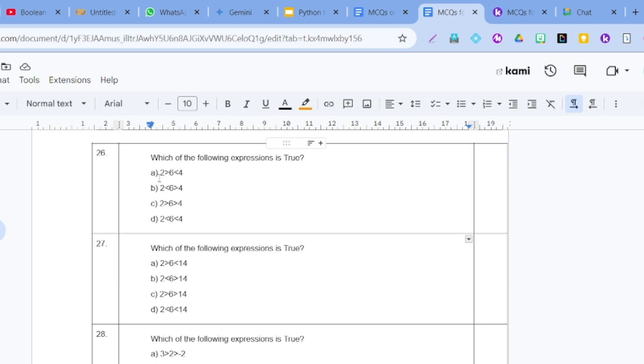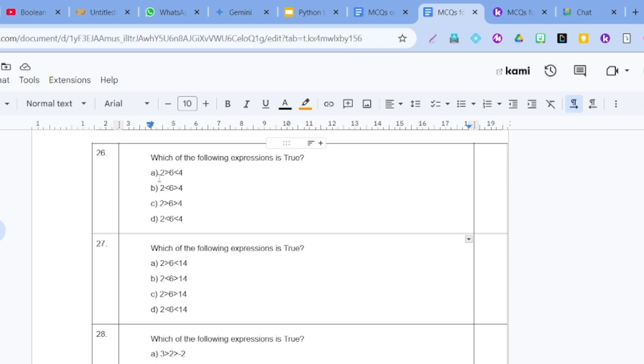So in this sort of operators, if you look at the condition, it is divided into two parts. Number one part is 2 greater than 6 and 6 greater than 4, and you can observe that 2 greater than 6 is not correct and 6 greater than 4 is correct. So when you combine these conditions using the and logical operator, it gives false. And the last one, option D, 2 less than 6, yes, this is correct, and 6 less than 4, this is not correct.